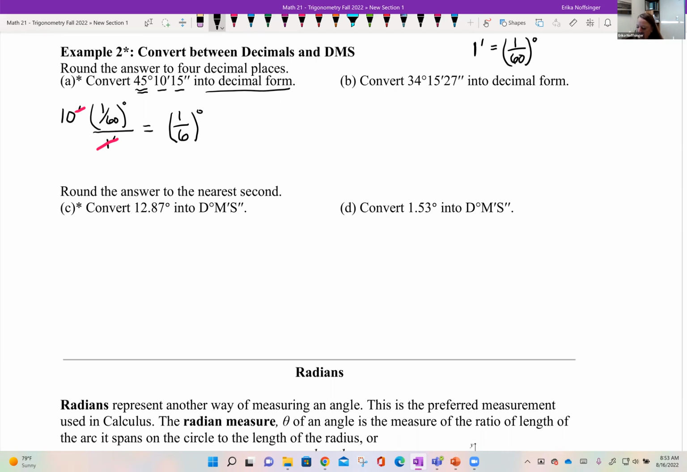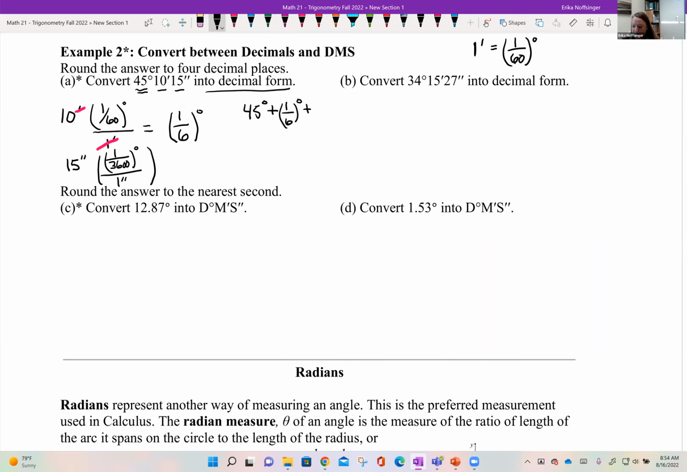So we have this is like 45 degrees plus this 1/6 of a degree plus, now let's take this 15 seconds. And we want to convert that into degrees. Well, we just mentioned that 1/3600 degrees is equal to 1 second.